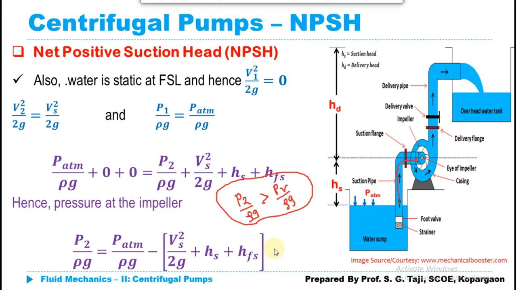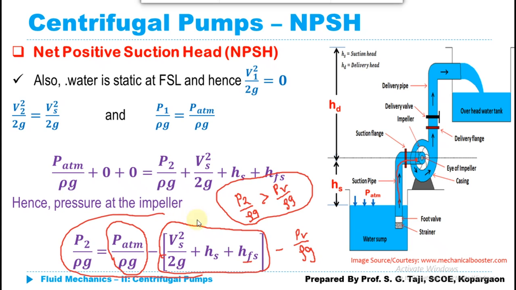So in simple words, I can say that this P2 upon rho g is equal to atmospheric pressure minus the value of velocity head plus suction head plus Hf, and minus vapor pressure of the liquid, that is PV upon rho g. And now this term should be positive. The value of this P2 upon rho g after deducting this vapor pressure should be positive.